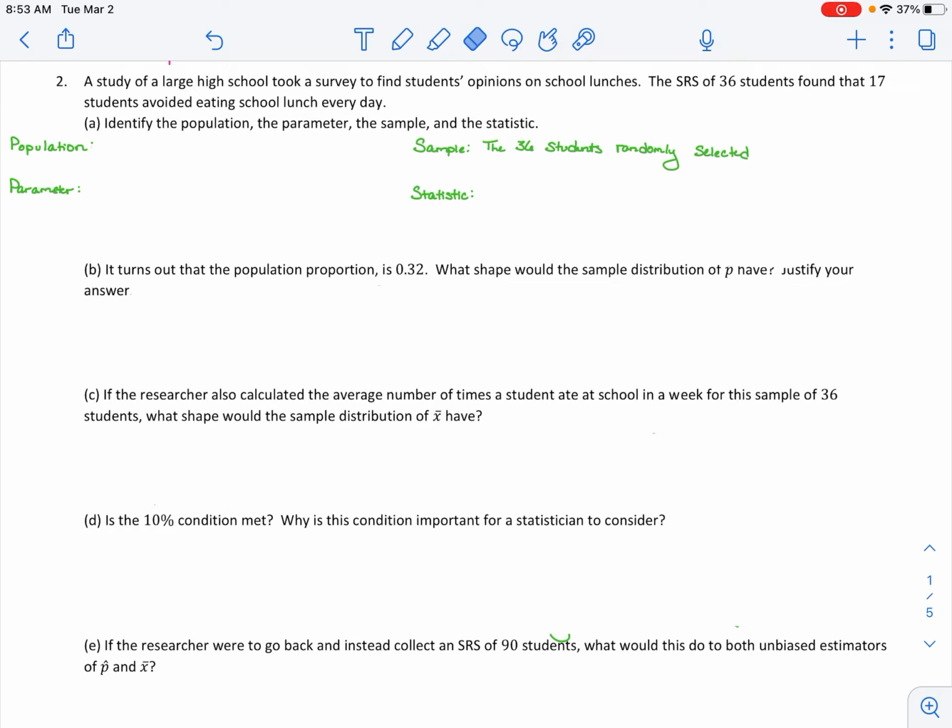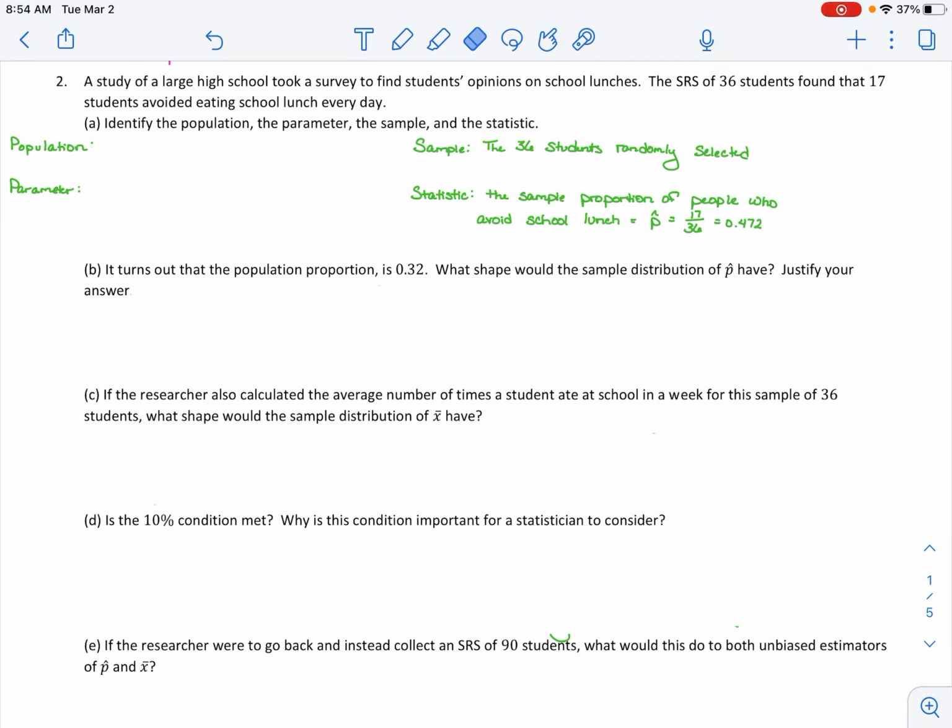I know that I collected data from 36 people, and I found that 17 of them avoided school lunch. So that would be my sample proportion if I take 17 out of the 36. The sample proportion who avoids school lunch is p hat, 17 out of 36, or you could say about 47%. We would like, ideally, for that to describe our population.